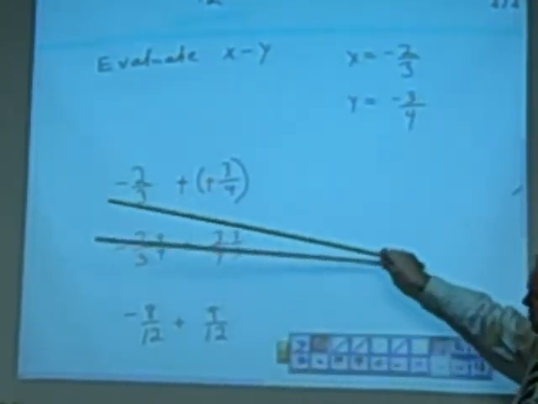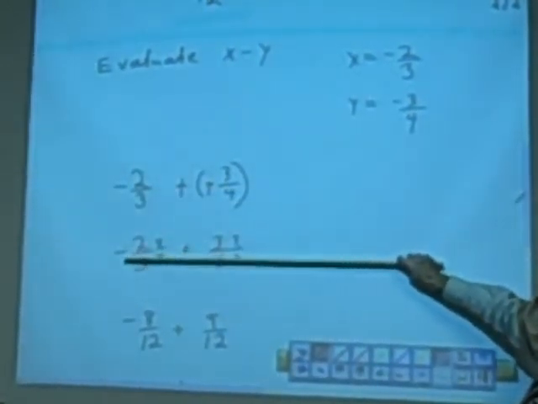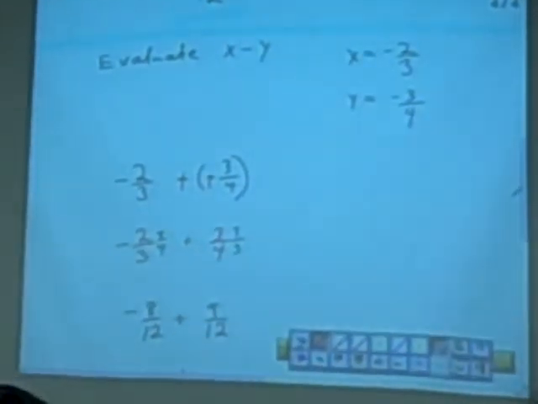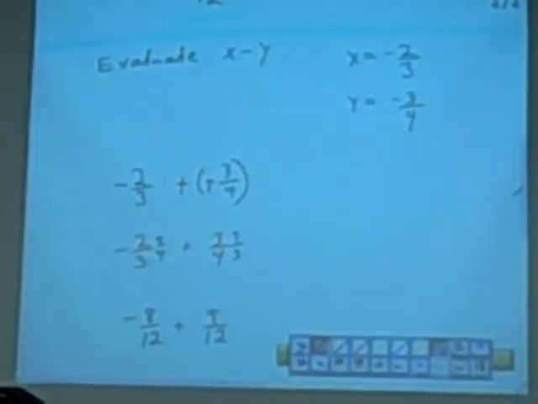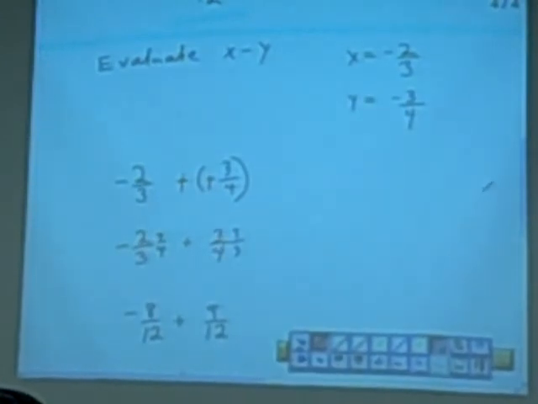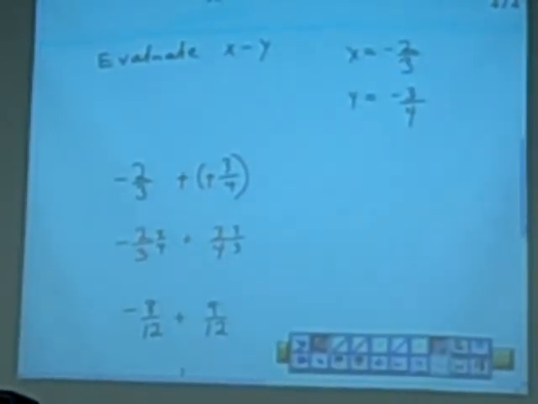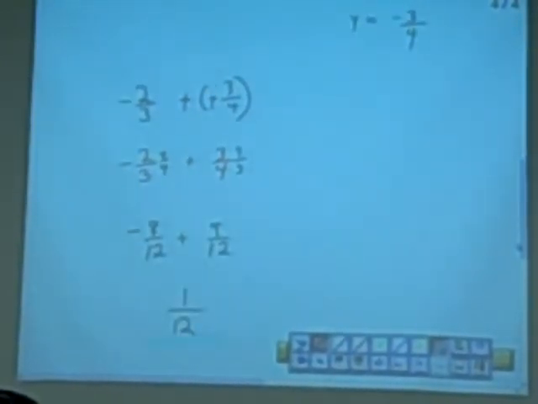So I move this down, kind of clean it up a little bit, simplify a little bit, look for my common denominator, work that out. And see that we're subtracting. Signs are opposite. Positive is larger than the negative, so our answer is going to be a positive.